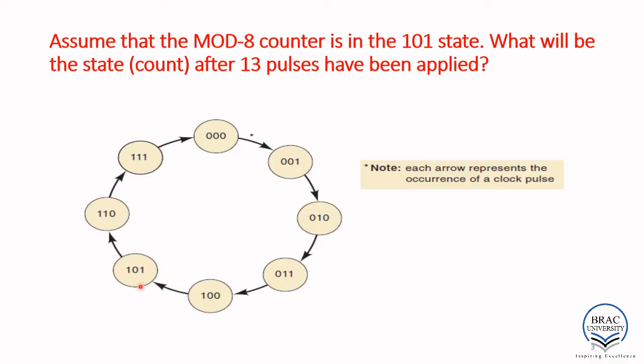But it says after 13 pulses. After 8 pulses you return to the same state from where you started. Then this is 9, 10, 11, 12, 13. So after 13 pulses you will be at 010, right? I think it is pretty clear now. I'll give you one task now, so you need to draw it by yourself. Okay, let's move to the next slide.